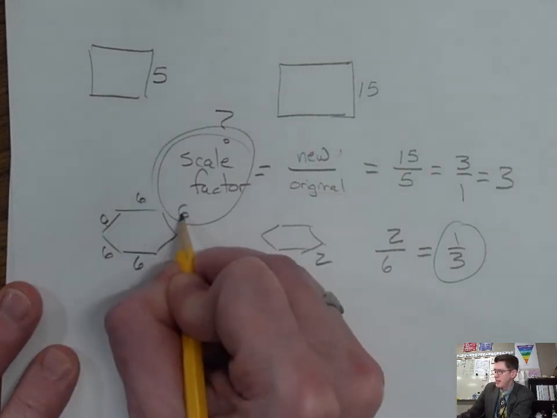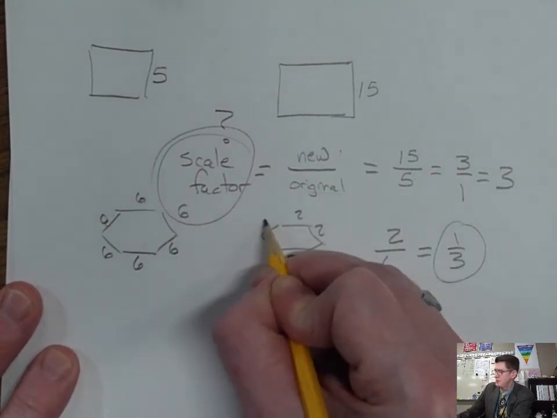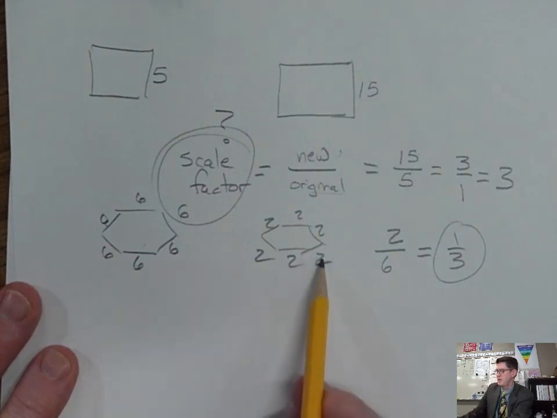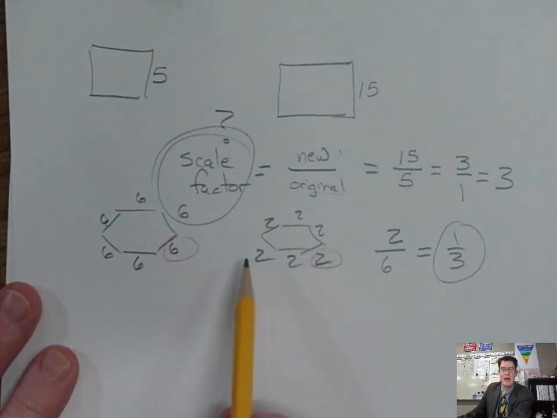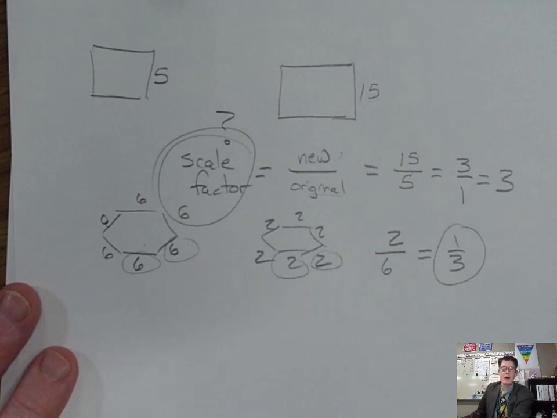These are all sides 6. These are all sides 2. You're comparing the same side. So this 6 would be compared with that 2. This 6 would be compared with that 2.